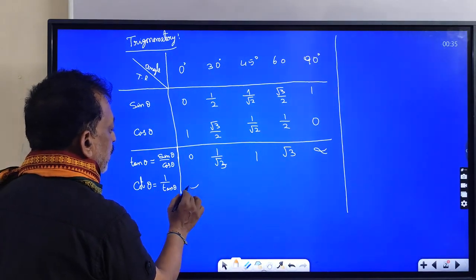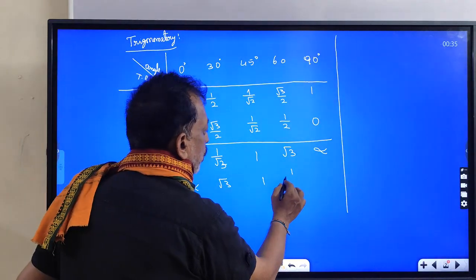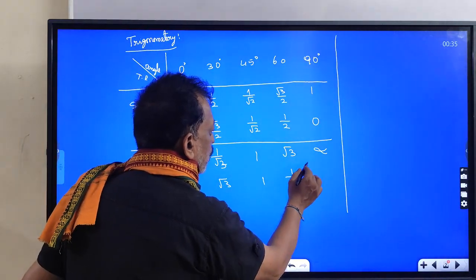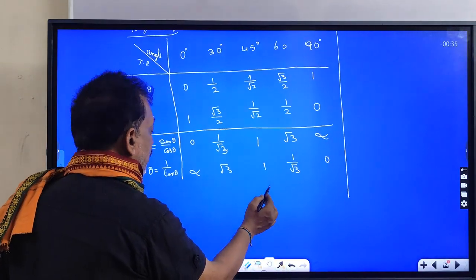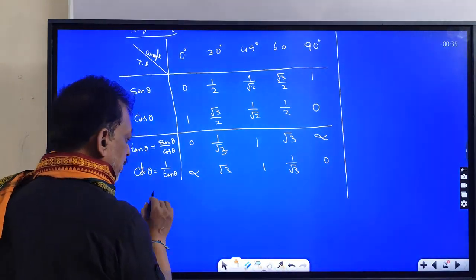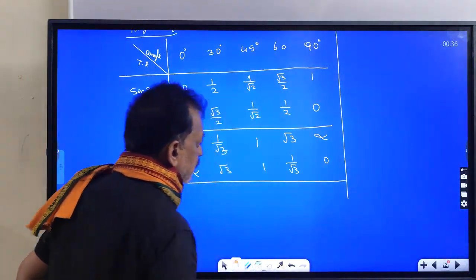So, that is infinity, root 3, 1, 1 by root 3. Reciprocal of infinity is 0. Okay. Now, the other values are very simple and easy. For the remaining ones, if you know sin and cos, the rest of the work is easier.